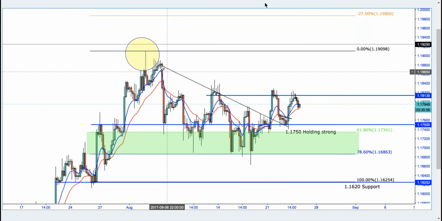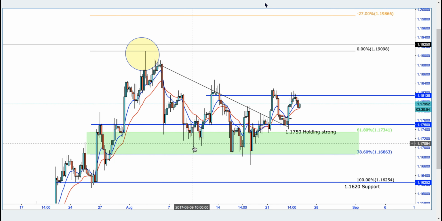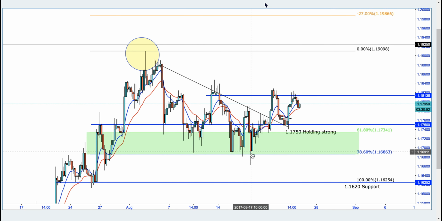Now, Euro came back into the region once, twice, 3, 4, 5, 6, 7 times. Look at every single time. Spike through, bodies close above.